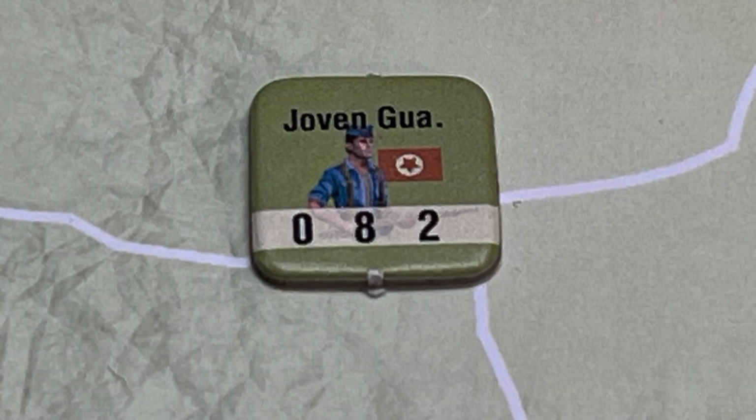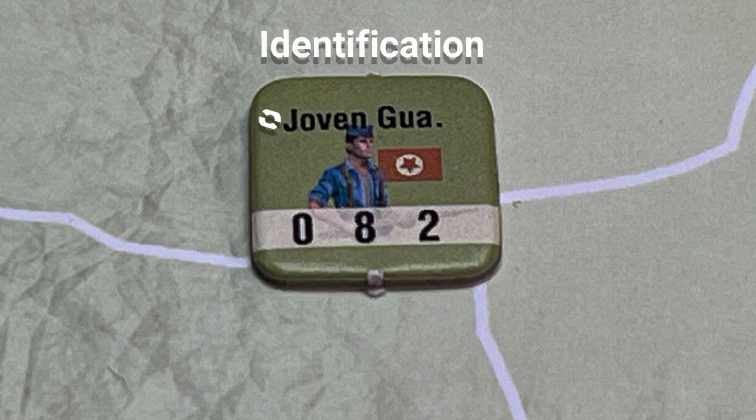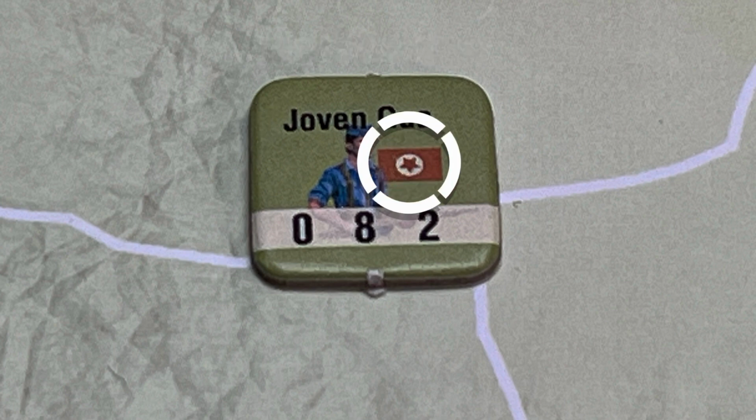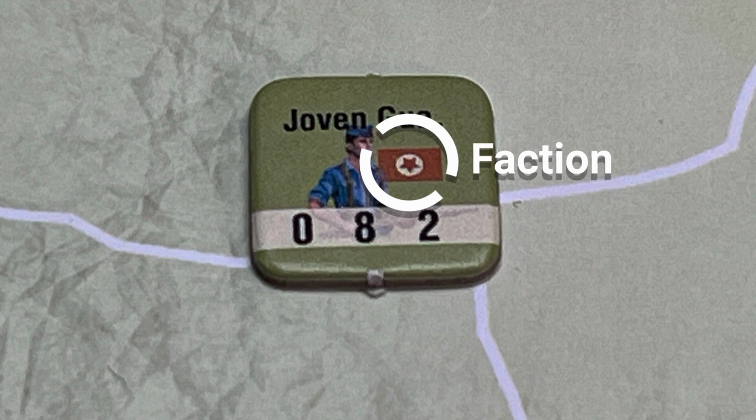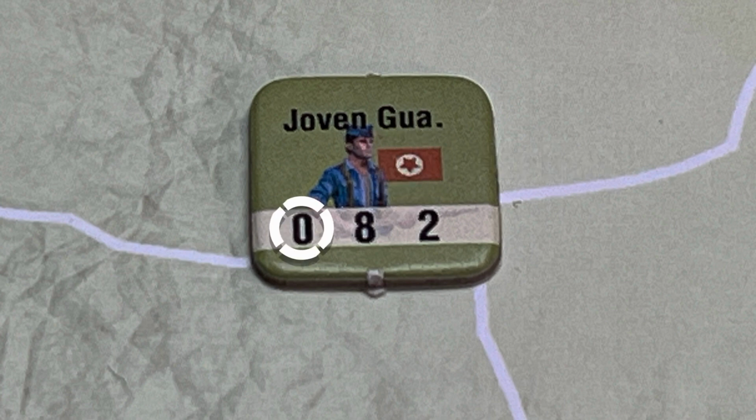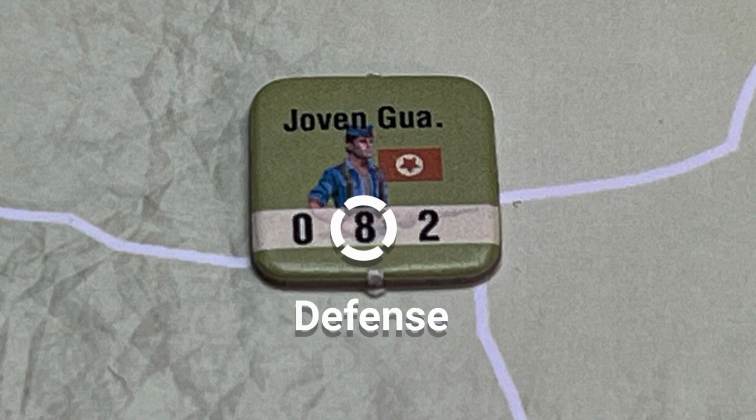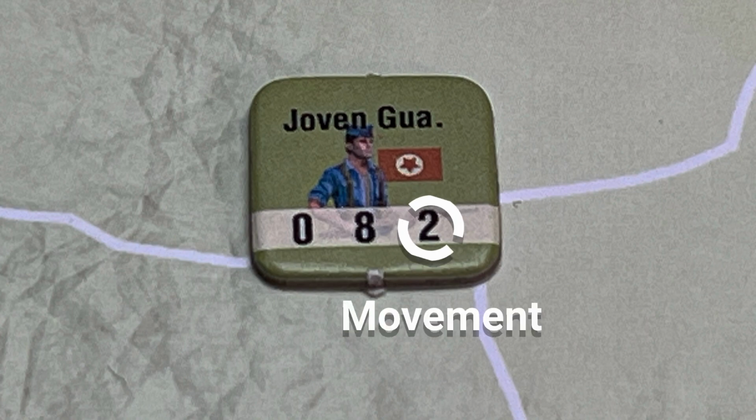Before we begin, let's take a look at the information in the unit counters. At the top, we see the unit's identification. A flag denotes the faction to which the unit belongs. And the leftmost number at the bottom is the attack rating, followed by its defense rating and movement points.